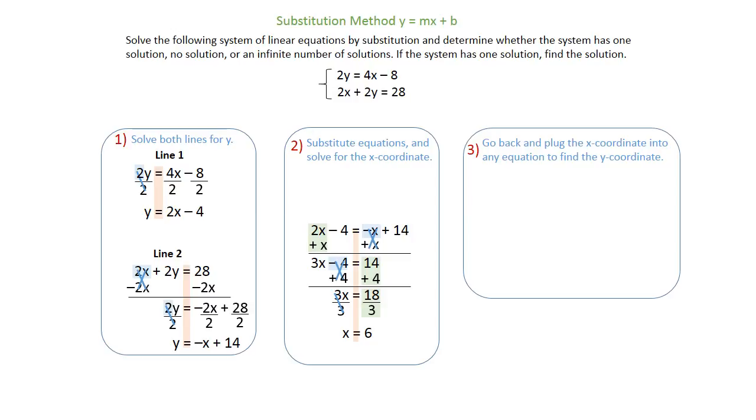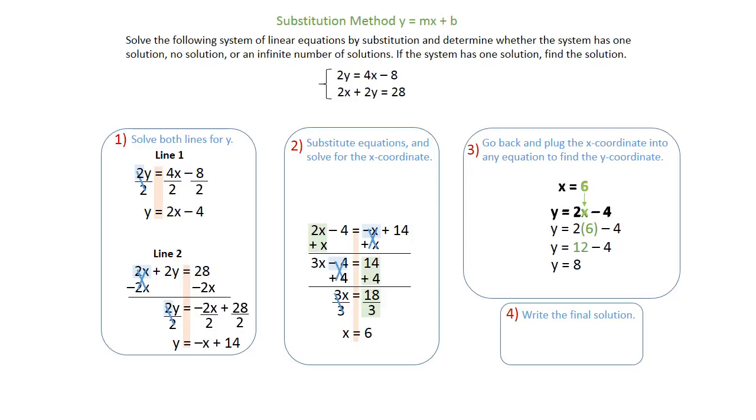Now we're going to go back and plug the x coordinate into any equation and find the y coordinate. I'm going to plug it into one of my y equals mx plus b's. I'm going to take the y equals 2x minus 4 and just plug my x in there. So the 6, I'm just going to put it in for where the x is. That gives me 2 times 6 minus 4, which is 12 minus 4. And subtracting is y equals 8. So 12 minus 4 is 8.